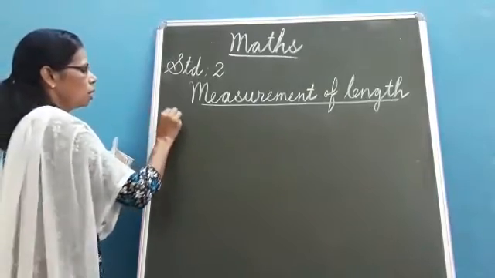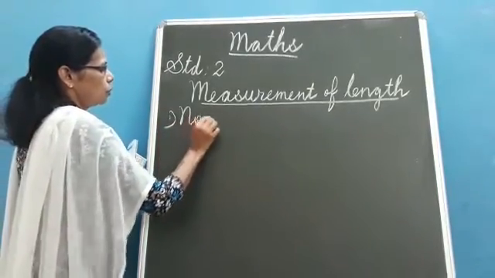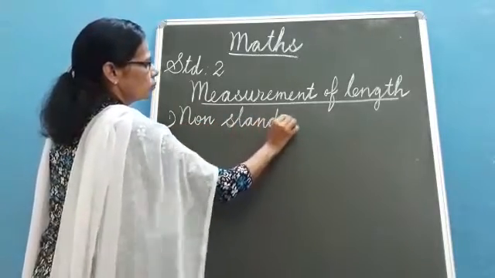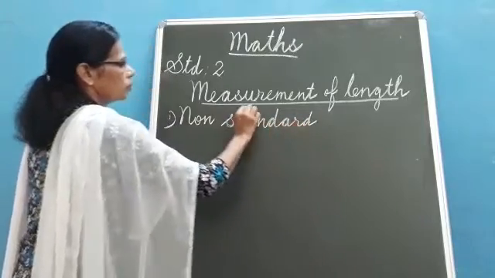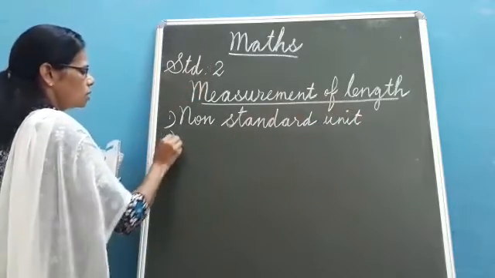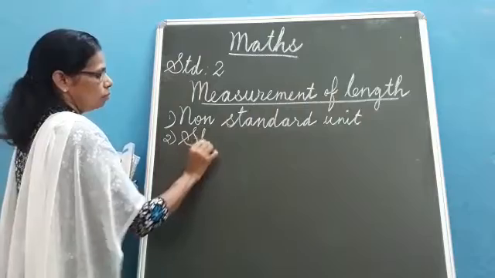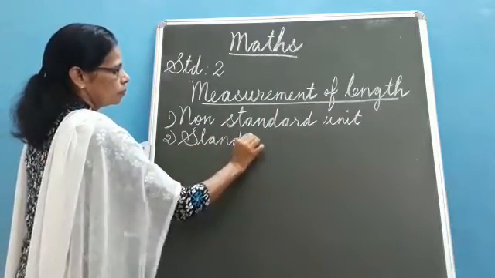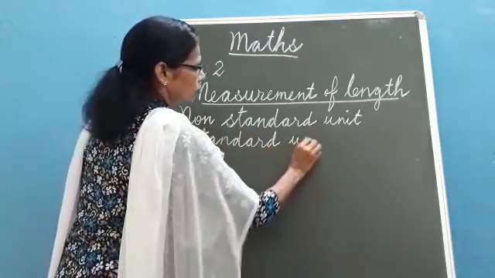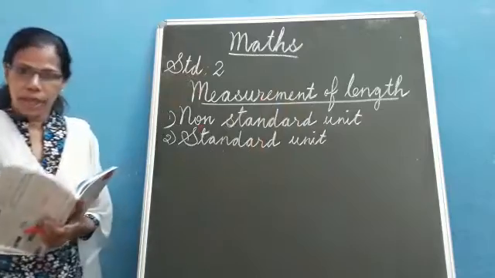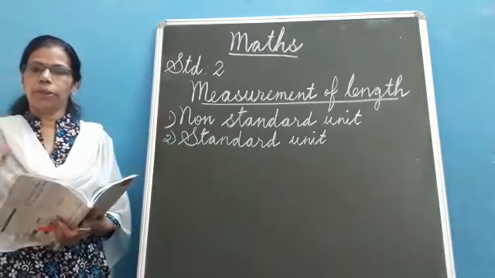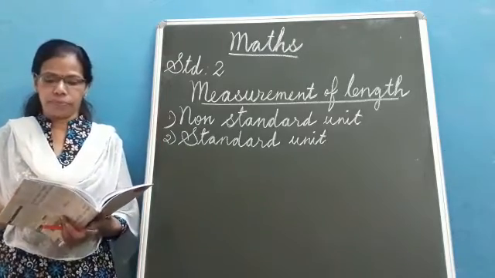One is non-standard unit of measurement. And the second one is standard unit of measurement. This non-standard unit of measurement was used in olden days.